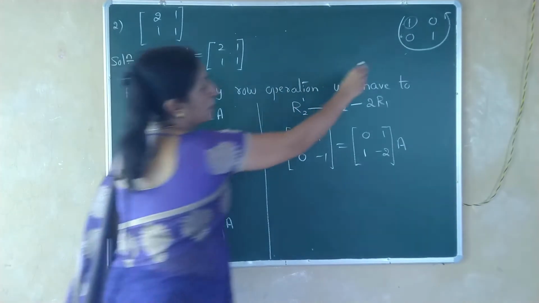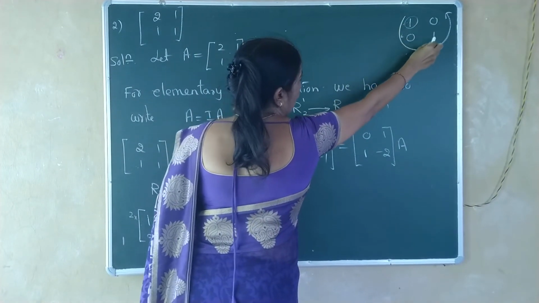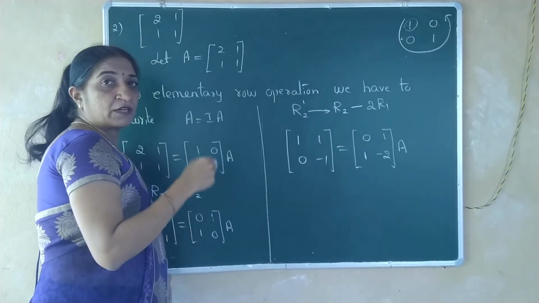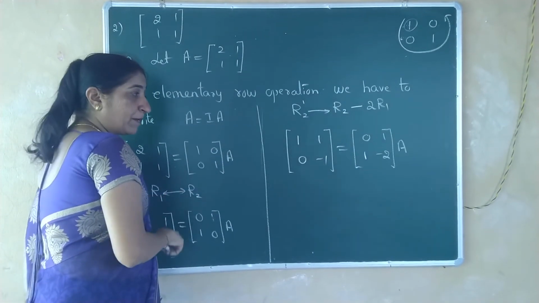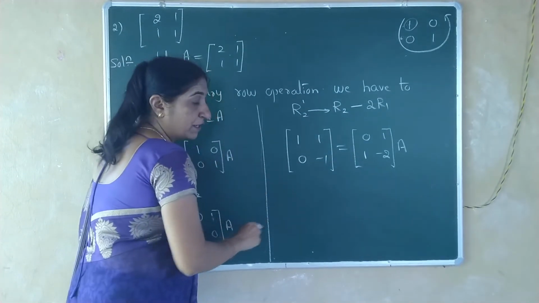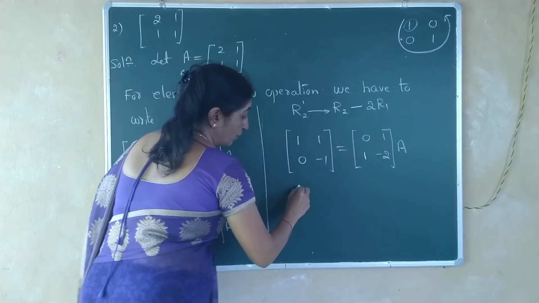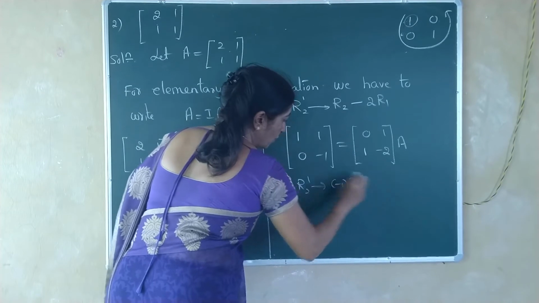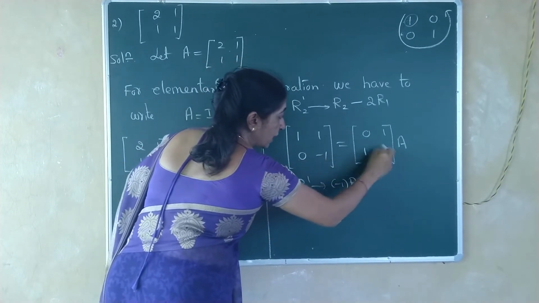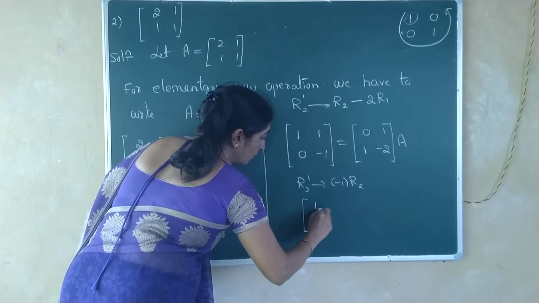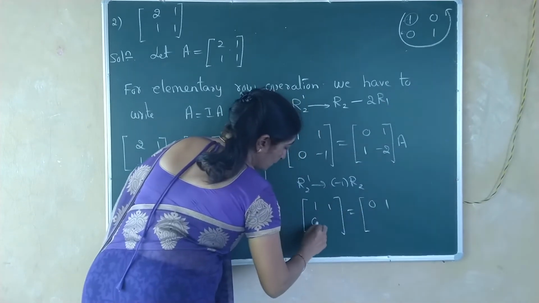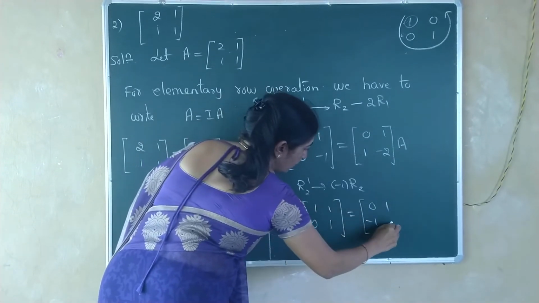Now see, compare. This is 1, 0. Now it is 1. But here we have a minus. So how you are converting minus 1 as a plus 1? Multiply by minus 1. Which number? Each element of second row. R2 dash is minus 1 into R2. Each number of second row is multiplied with minus 1. 0 1. This is minus 1. This is 2.